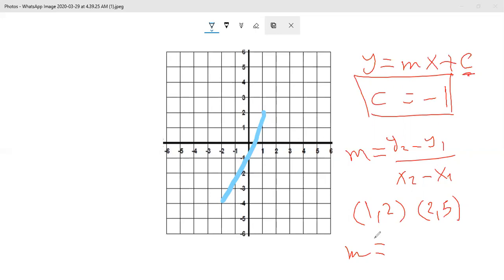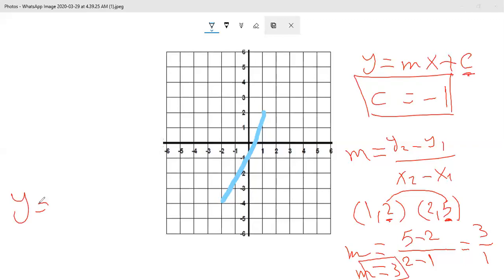Complete, Rawan. So m equals 5 minus 2 over 2 minus 1. y2 minus y1. Very good, Rawan. 5 minus 2 is 3, over 2 minus 1 is 1. So 3 over 1. So m equals what? 3. Yes. MashaAllah. Rawan, can you write the equation of this straight line?